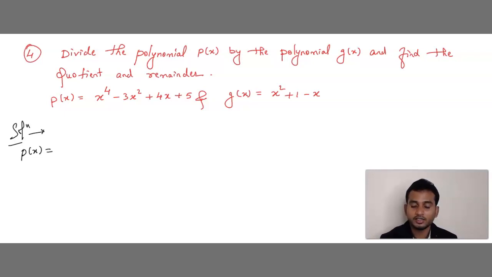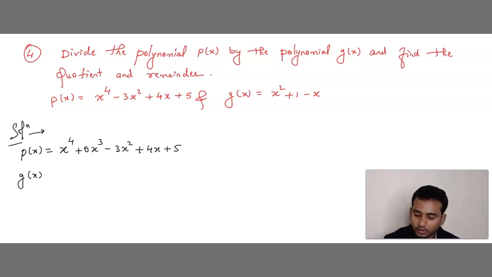First check whether it is in standard form or not. What is the highest degree? 4. It means after 4, 3 should come, then 2, 1, constant. It should be in that order, right? So p of x is equal to x power 4. Third degree, here third degree is missing. So what should we write? Plus 0 x cube. Then second degree, minus 3x square. Then first degree, that is plus 4x. Then constant, that is plus 1. Now come back to g of x. Second degree, that is x square.